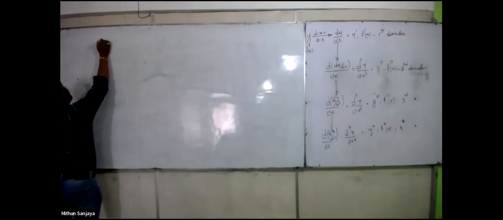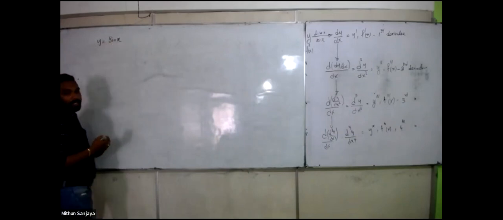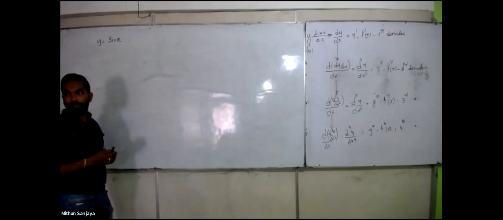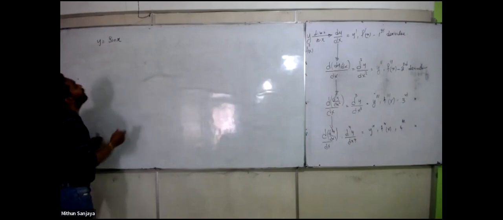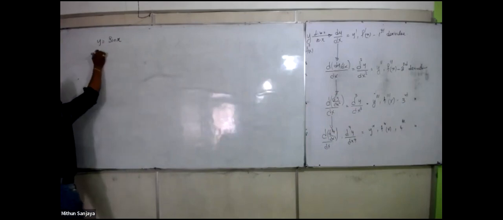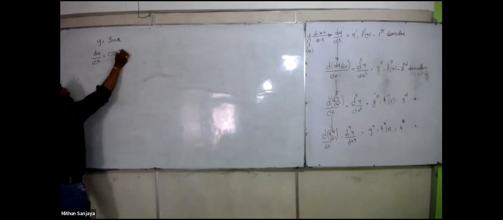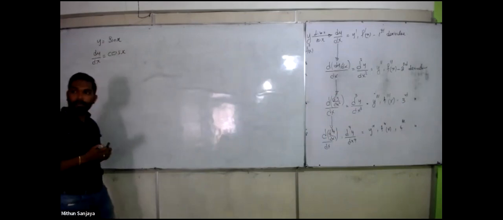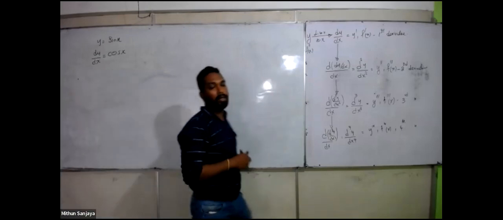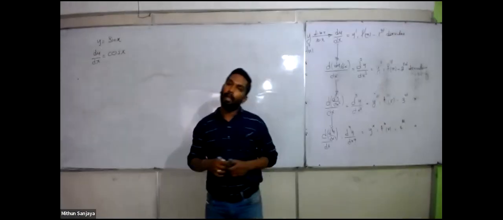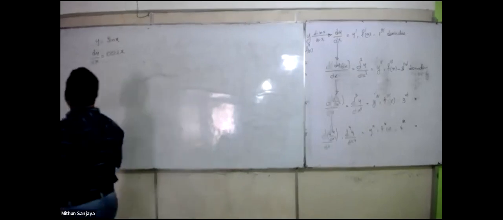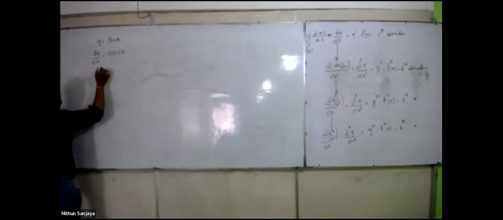Here y equals sin x. Then what happened? The first derivative we can write dy over dx equals cos x. Then cos x can be differentiated again.